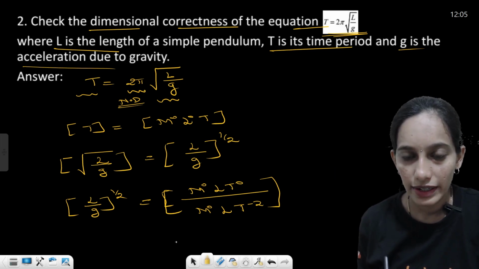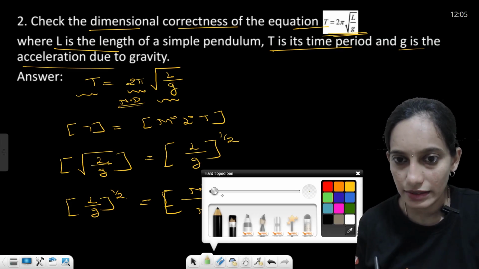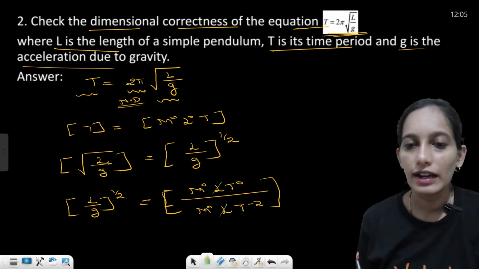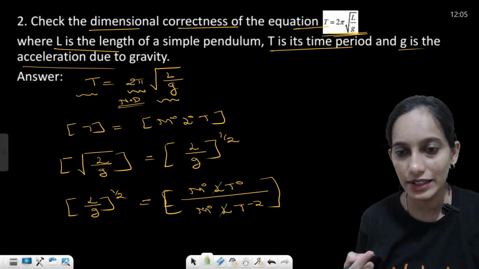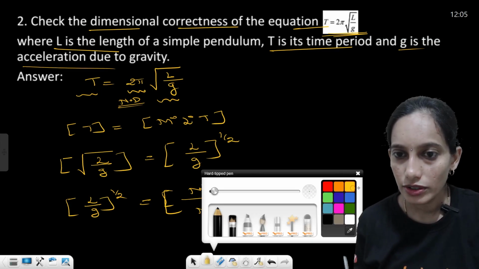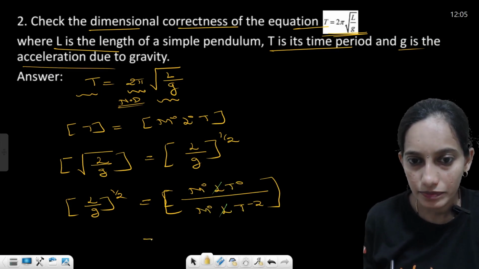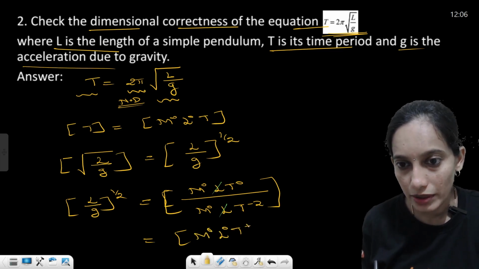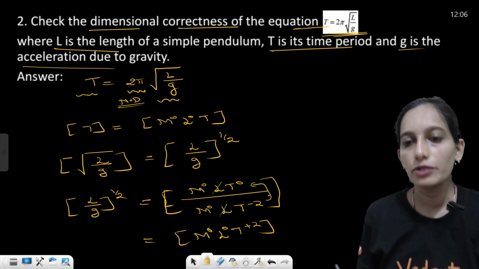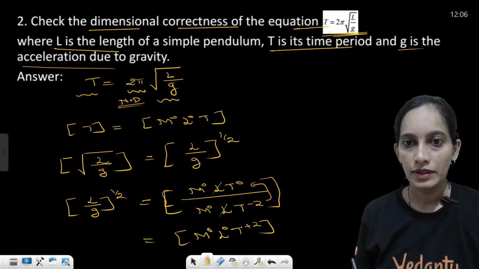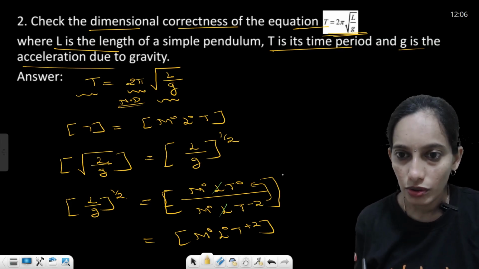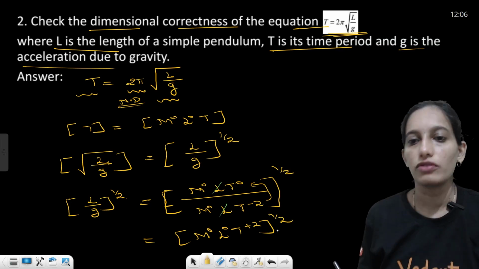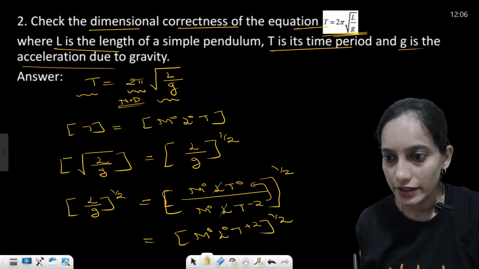Now if we simplify, this L and this L will cancel out. So again we get M^0 L^0 T to the power plus 2, since the denominator's term goes to the numerator. Okay, so yeah, here there is a raised to power half, sorry, I just left that out. So raised to power half. Let me just write it on the next page.